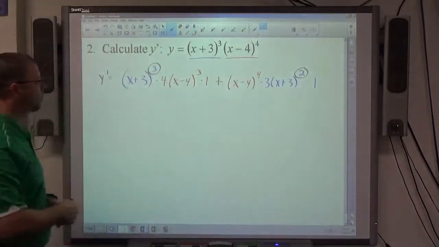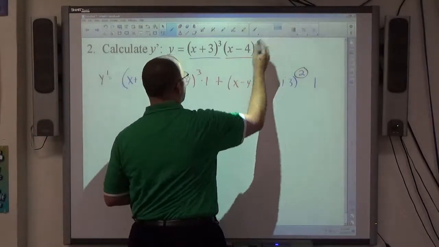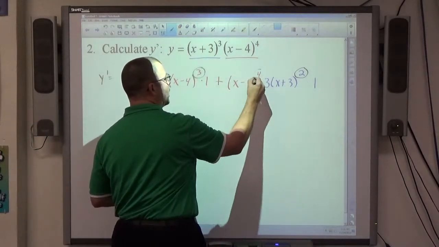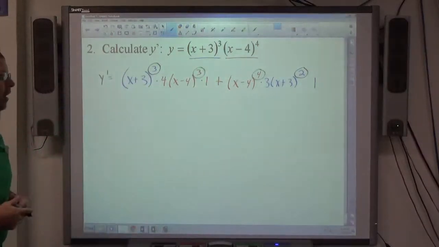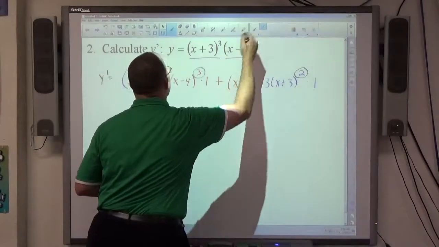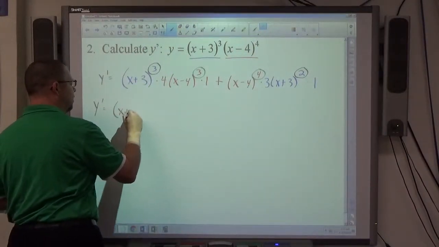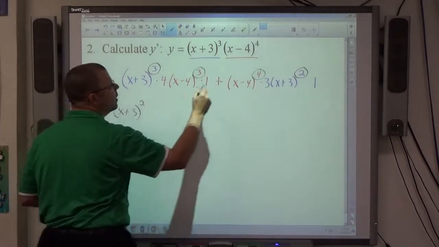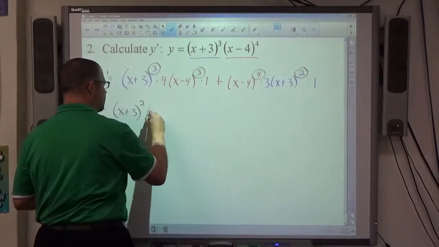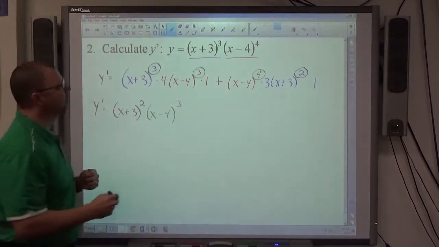So for x plus 3, the powers are 3 and 2. I'm allowed to take x plus 3 squared out. For x minus 4, I've got 3 and 4, I can take the 3 out. So you always, when you look for a common factor, you can take the smallest power out. So next thing I would do in this problem is I would write x plus 3 squared times x minus 4 cubed. That's the common factor that I'm extracting.